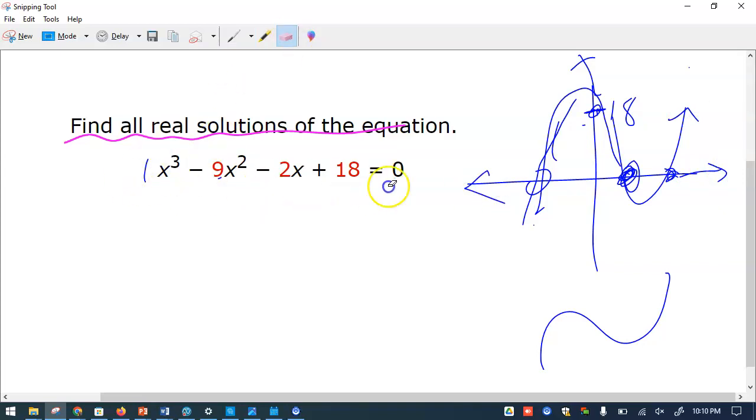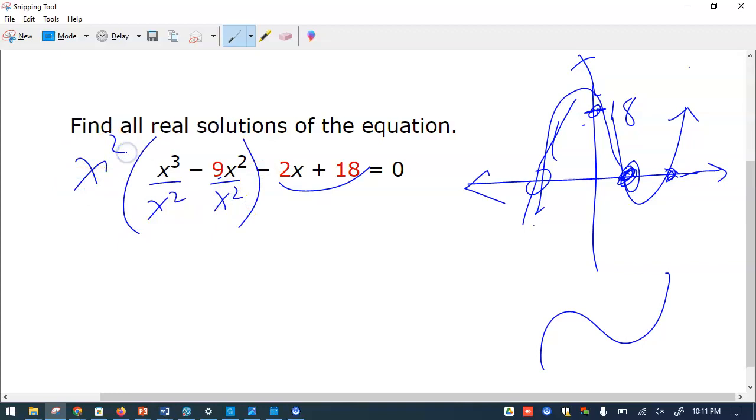So you can use the grouping method and try to factorize. Let's put this 2 and see what's going on here. What is common here? You can see x squared; we can divide by x squared. So when you do this, you also have to multiply by x squared.